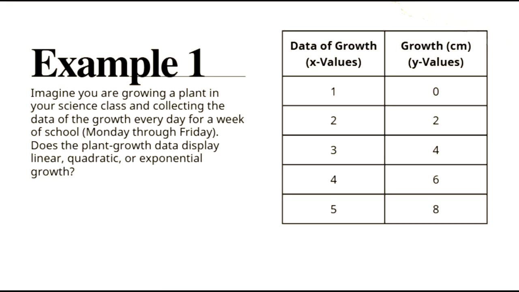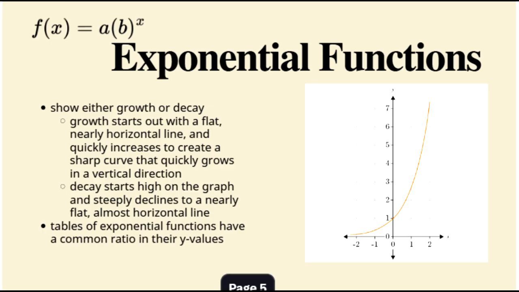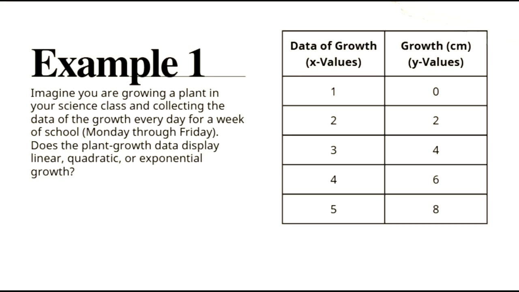Here's example number 1. Imagine you are growing a plant in your science class and collecting the data of the growth every day for a week of school, Monday through Friday. Does the plant growth data display linear, quadratic, or exponential growth? So we have our table of information, and we're going to figure out which type of formula we have, okay? So the easiest way, obviously, to do this would be to just plug it into GeoGebra, but I'm going to show you how to do it with the table because that's the information that they want you to get.